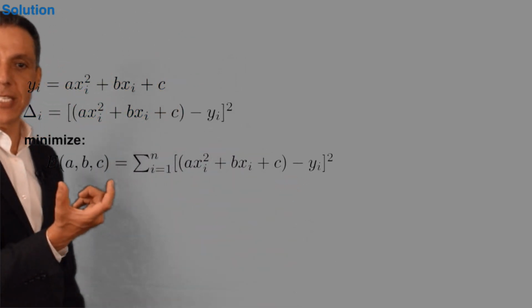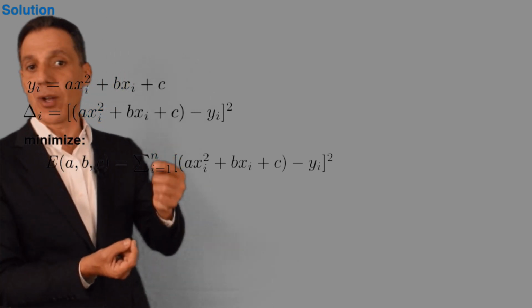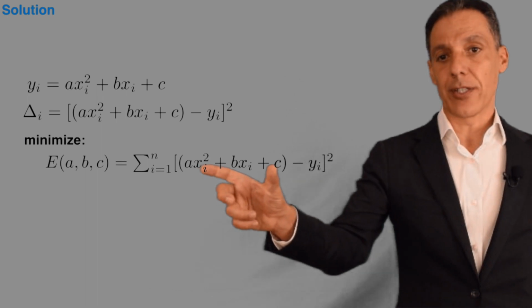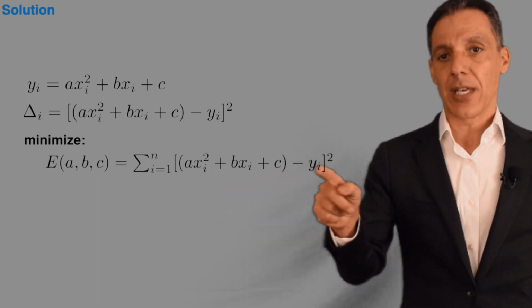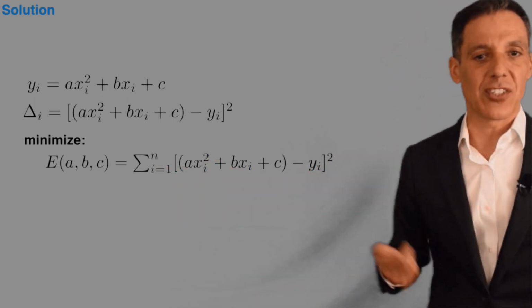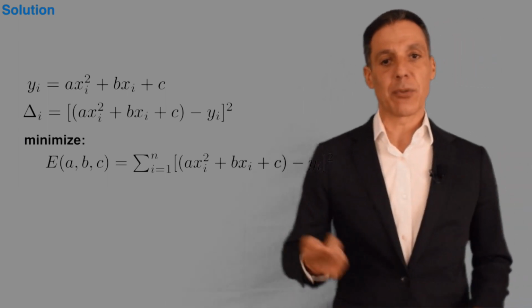E of a, b, c, so those are the 3 unknowns, is equal to the sum from i equals 1 to n, those are all the data points, of, well, just delta sub i squared. So there is ax squared plus bx plus c minus y, that whole thing is squared. Notice again that the y's and the x's, of course, are indexed on the i's, but the a's, b's, and c's are not. Now, look, you could slog it out. You could expand this out the way we did with the line.